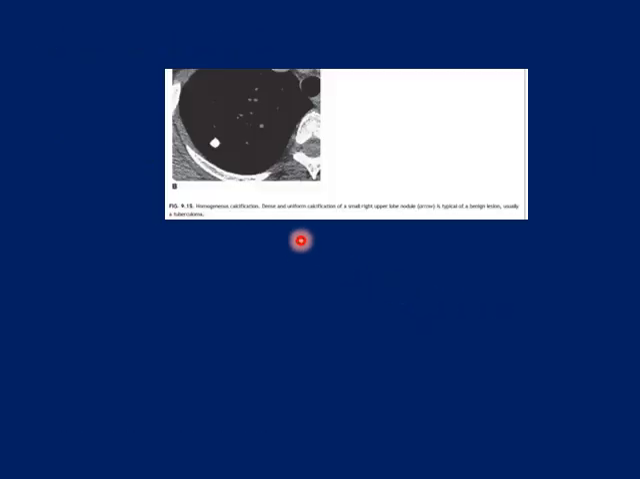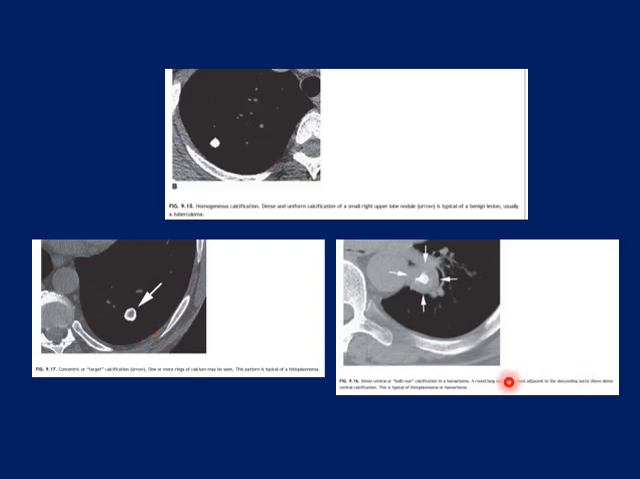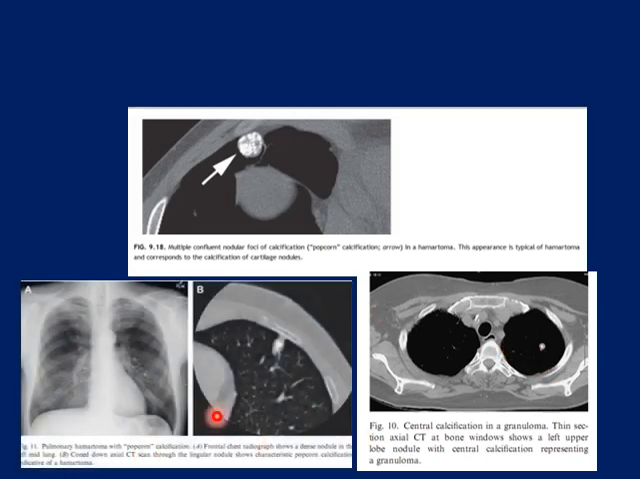Let us see. This is diffuse calcification of a granuloma. Okay, curvilinear or concentric calcification is seen in histoplasma granuloma. Central, or what is called bullseye calcification, then central calcification is seen also in hamartoma or in histoplasma. This is multiple confluent nodular foci of calcification representing popcorn calcification. This is typical for hamartoma. Central calcification in granuloma. Okay, and this is also again a popcorn pattern of calcification.